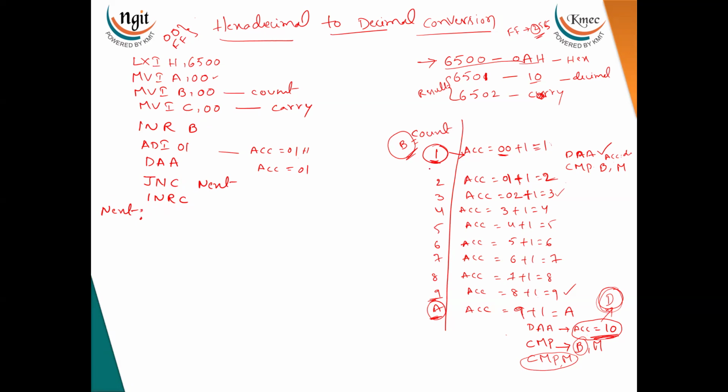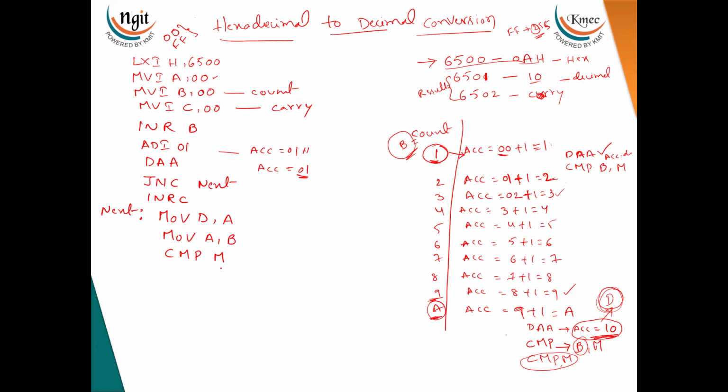Now if no carry, we need to compare the B counter value with the memory location value. As I said, the counter value we can't compare directly. The compare instruction is only with the accumulator. The accumulator is holding the result, so this we need to store temporarily into some other register. So I am taking the D register to store the accumulator value. Now after that, I have to move the counter value into the accumulator for the comparison purpose. Now compare M. So to compare M, the counter value is moved into the accumulator.